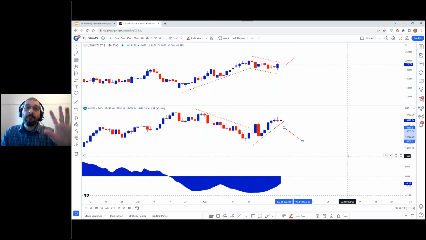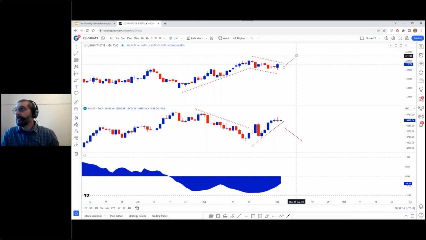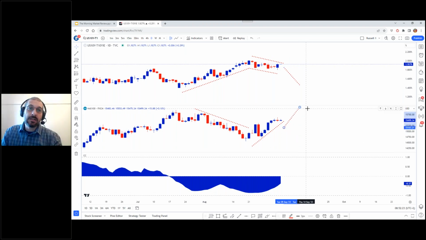NASDAQ break down. But there's a corollary to this. The corollary is if the real rate comes down, then we should see a tailwind for the NASDAQ. We should see a tailwind for gold. We should see a headwind for the US dollar.